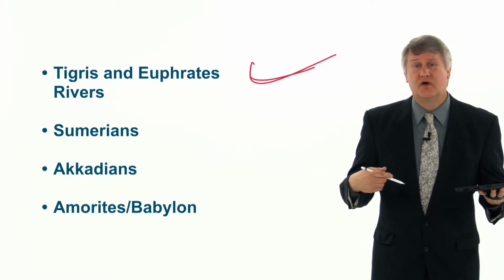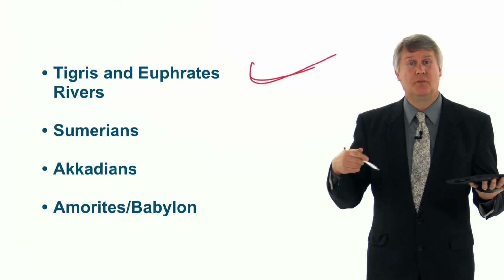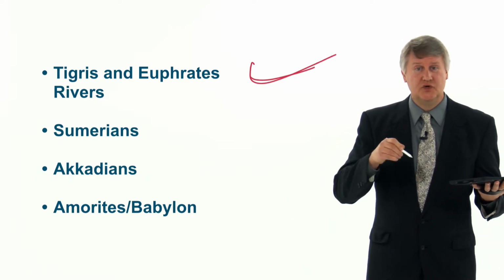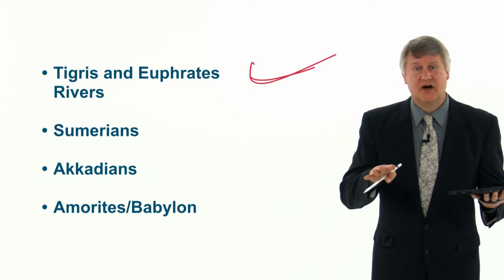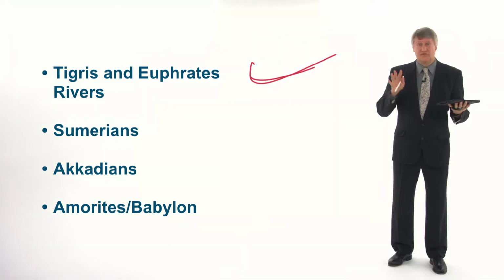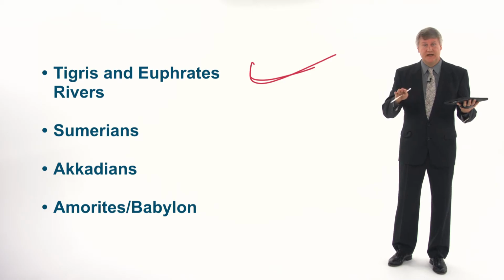So when we're looking for early civilizations, there's what's called Mesopotamia, the land between the two rivers. We are looking in this area for some of the origins of some of the first urban, large-scale civilizations that you'll be seeing and reading about.